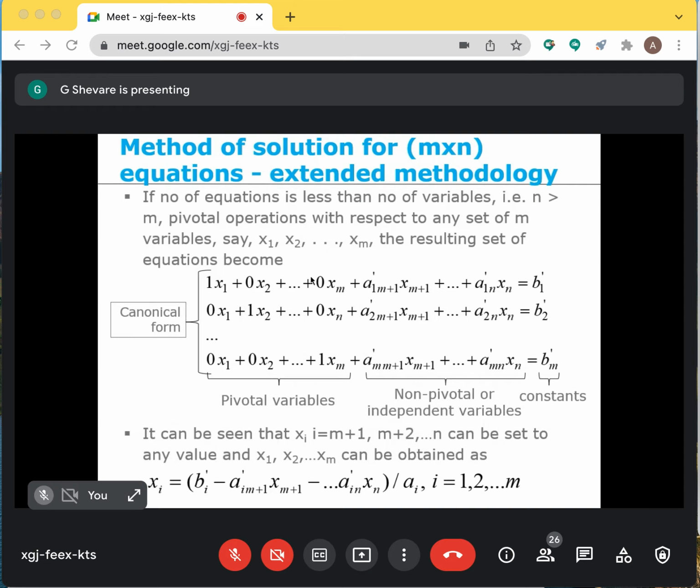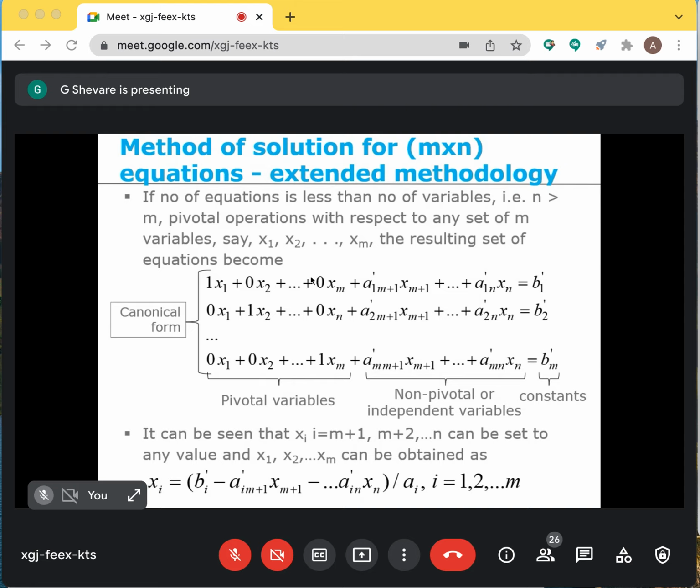So if you convert your equality constraints in linear programming to this form, we call this the canonical form. In the canonical form, the first m variables, x1 to xm, we call the pivotal variables, while the variables xm plus 1 till xn are called non-pivotal variables. And of course, on the right hand side are the constants, which will have changed from the original values of b to the new values of b.